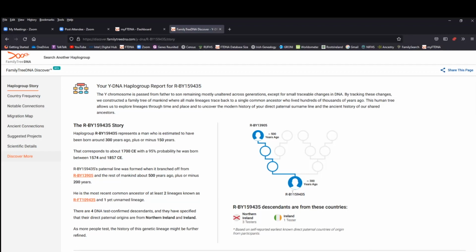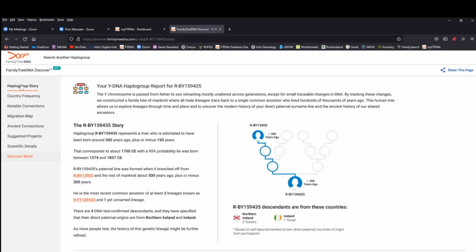Now, to me, I think that's a lot more useful than maybe just looking at the block tree or looking at your Y matches, because you're getting that type of a time scale to 95% certainty, really, and you're getting an estimate in actual years as well. So it's not saying just 300 years ago, it's saying 1700, but it is almost certainly to be between 1574 and 1857 that your common ancestor with that person was born. So that's the first thing there.